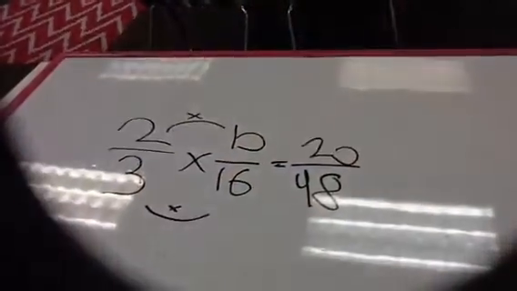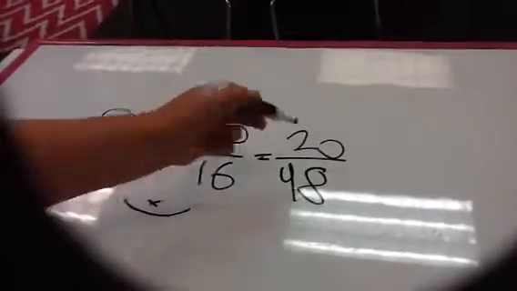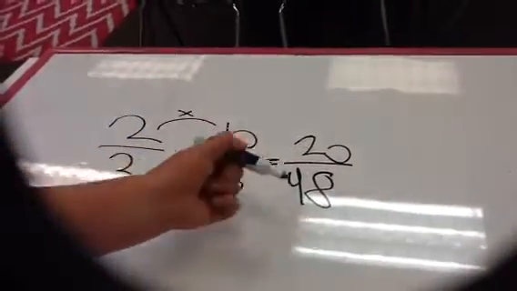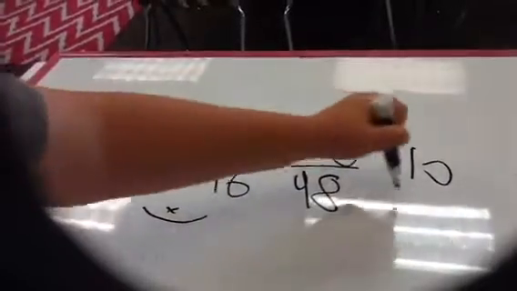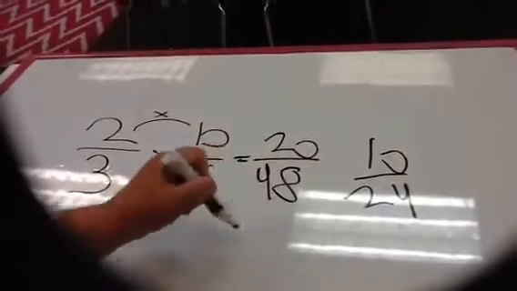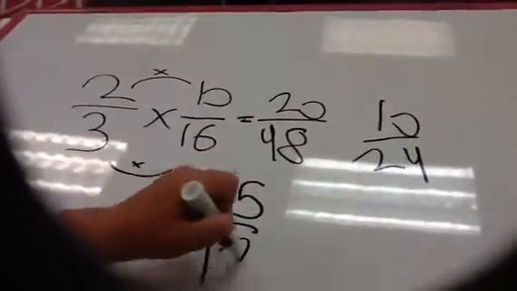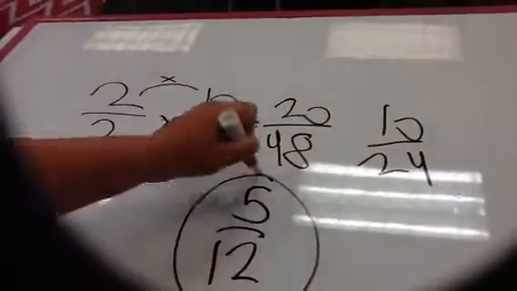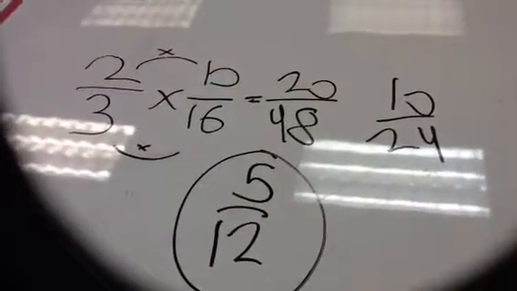So then to reduce it, you would divide both of these by 2. So 20 divided by 2 is 10. 48 divided by 2 is 24. 10/24ths. You can divide that again. So you could divide it by 2 again. 5/12. And that's your final answer. You cannot reduce that anymore.